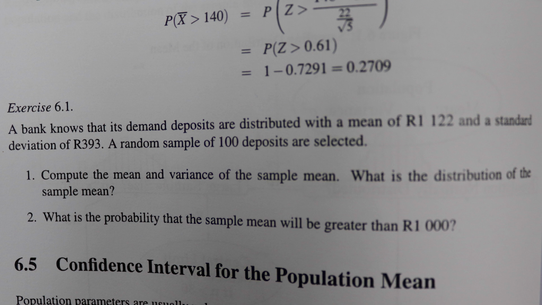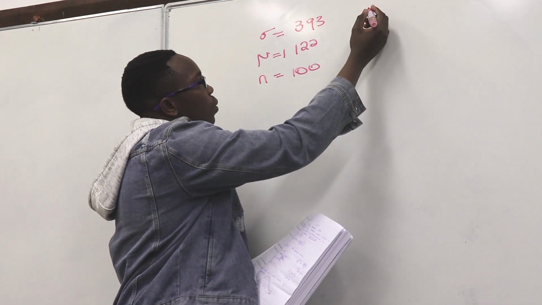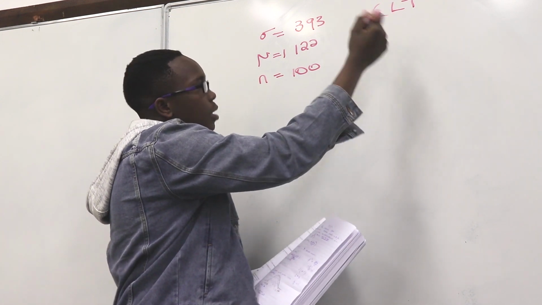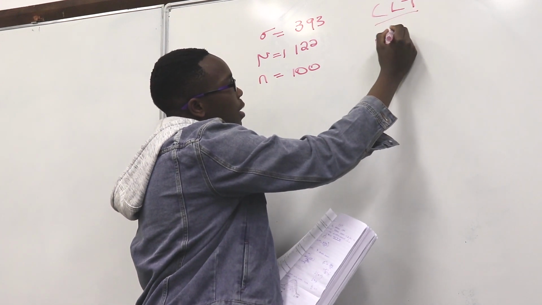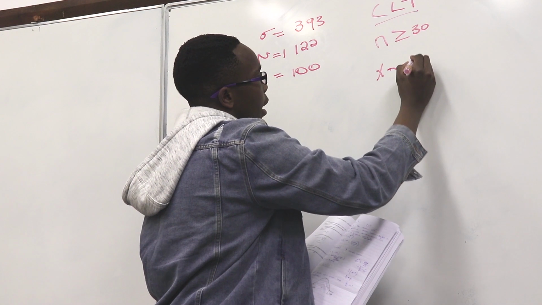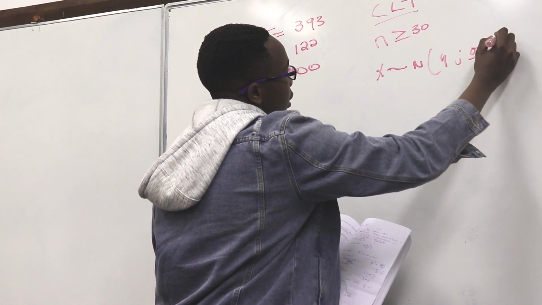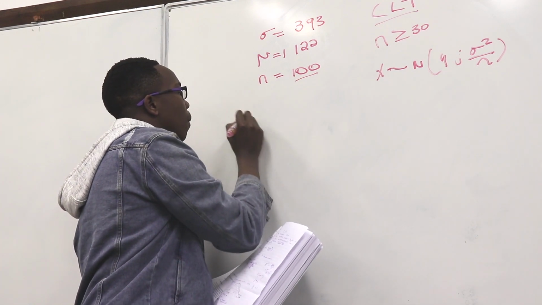The first question says, compute the mean and variance of the sample. What is the distribution of the sample? In confidence intervals, all our calculations are supposed to satisfy the CLT, the central limit theorem, which states that our n is supposed to be greater than or equal to 30. If so, x bar is distributed normally with mean mu and variance sigma squared over n. Here our n is greater than 30.